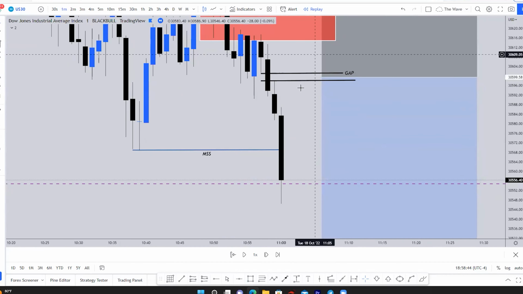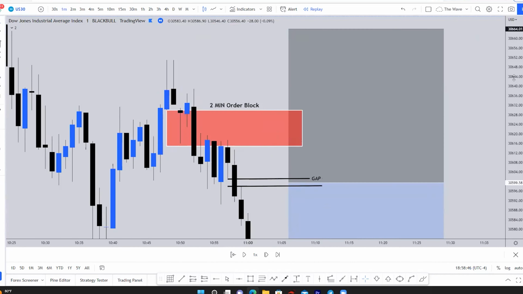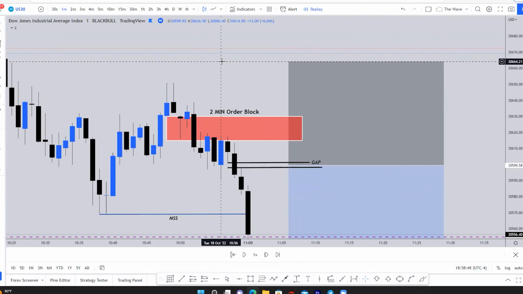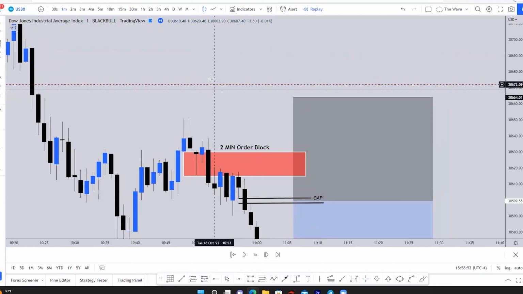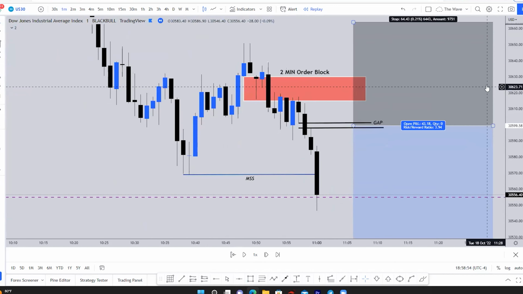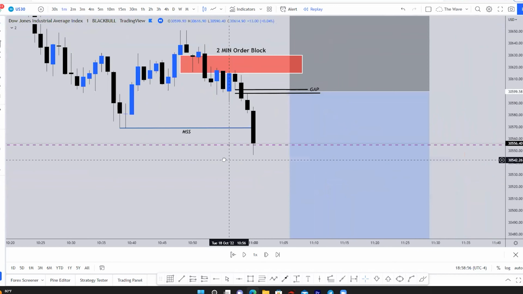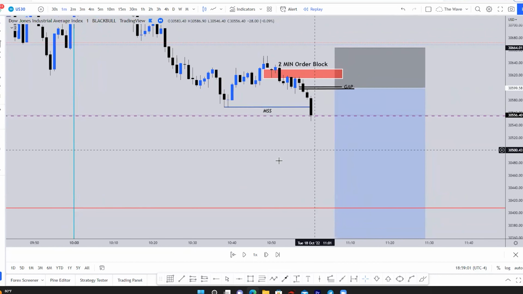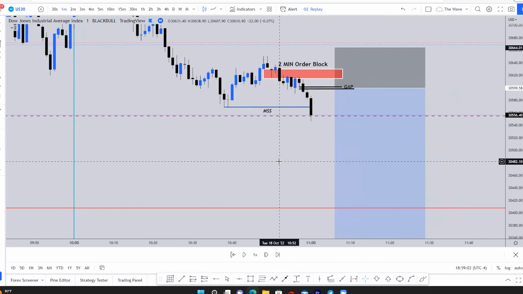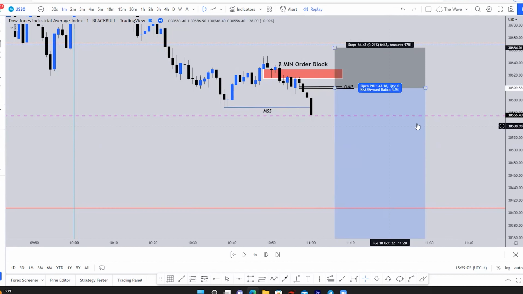I was waiting for price to come up, and I had my stops just above here because I knew there's a potential for it to possibly come higher. And if it were to continue higher, then we're just out of luck. That's the risk you take in trading. You decide what kind of risk tolerance you want to put on.